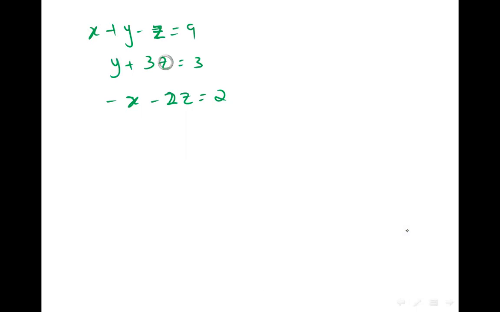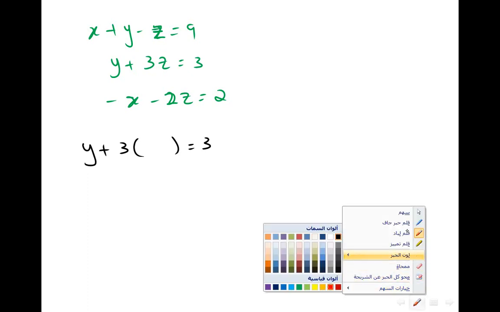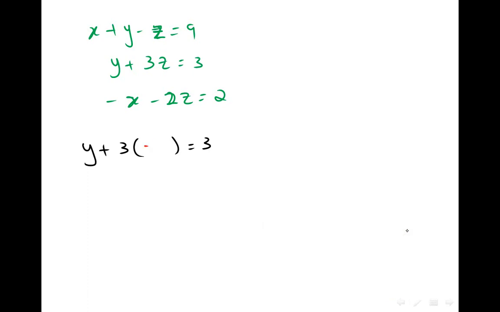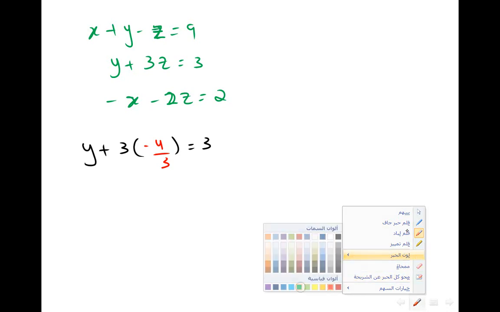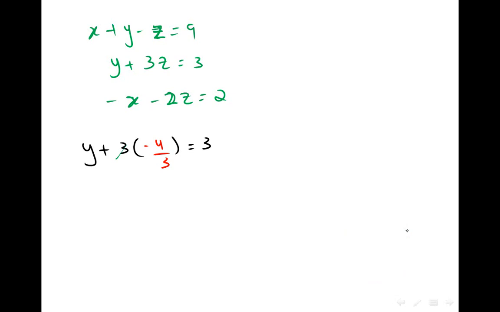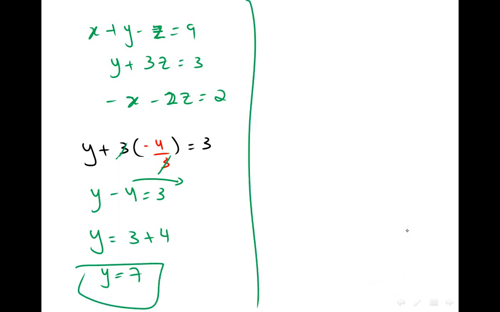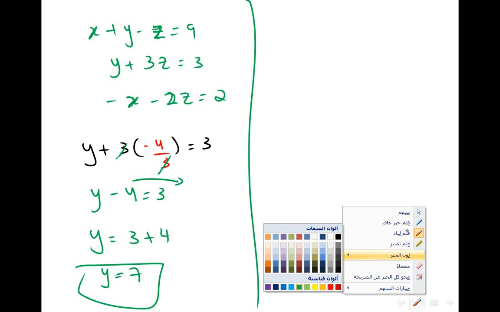I can come to the second equation, this one, and I can say y plus 3z equal to what? Equal to 3. And here I'll plug in the value of z, which is negative 4 over 3. Are you understanding me? Okay, I hope everything is clear. This 3 will be cancelled with this 3. I can simplify it, so y minus 4 equal to 3. Move this one back. Y equal to 3 plus 4, where y equal to what? 7. Okay, now I get the value of the variable y.